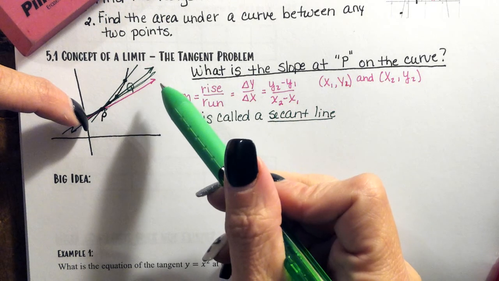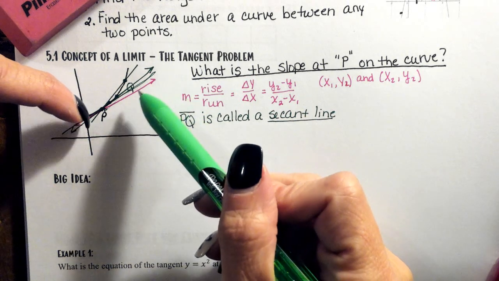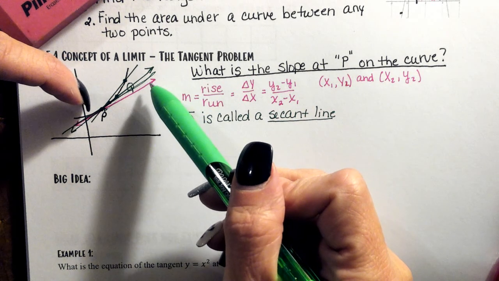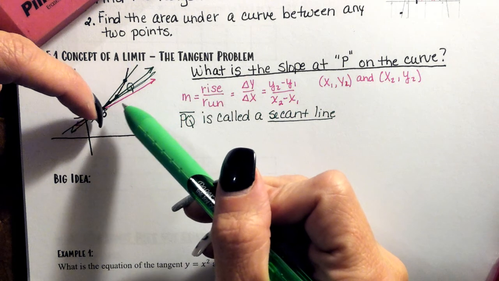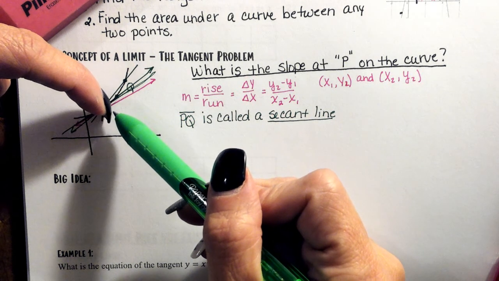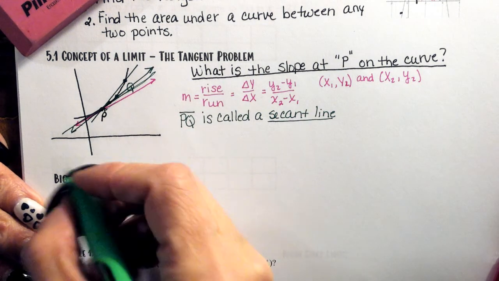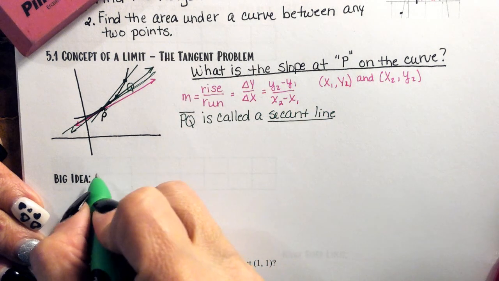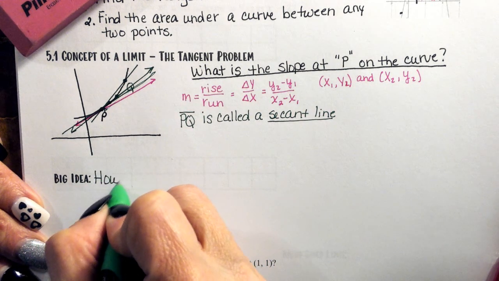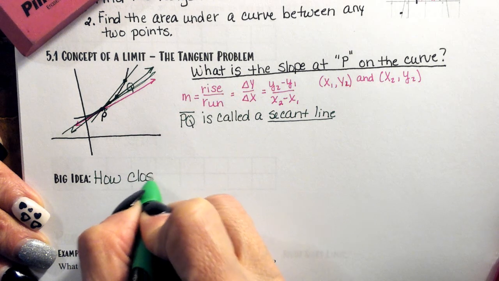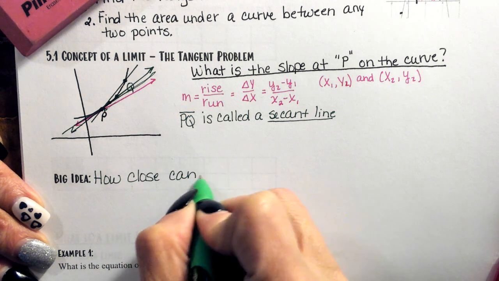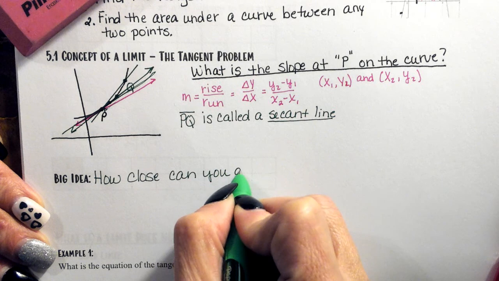Think about it like when you did exponential functions and you got really, really close. Or if you're using an asymptote and you're getting really, really close to the line, but you're not quite touching it. If I can move Q really, really close, that will work. So the big idea: how close can you get 2 points? I wonder, how close can you get 2 points?